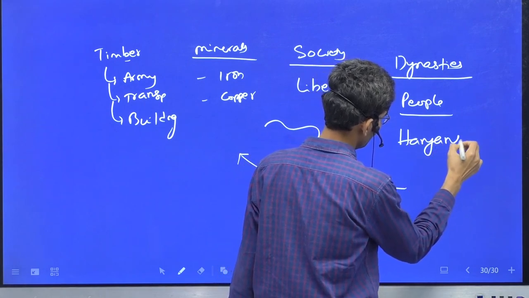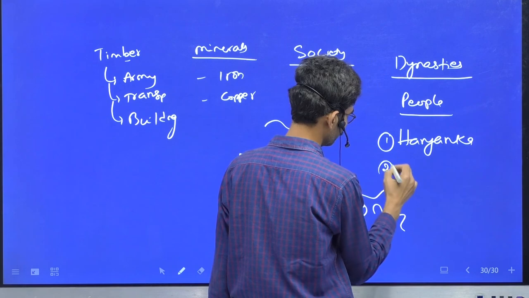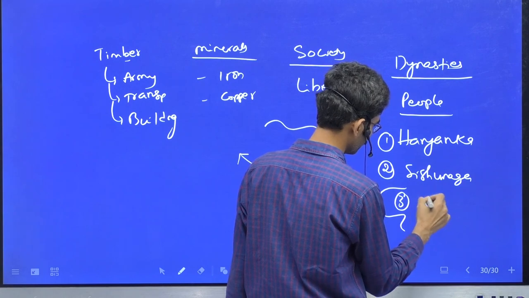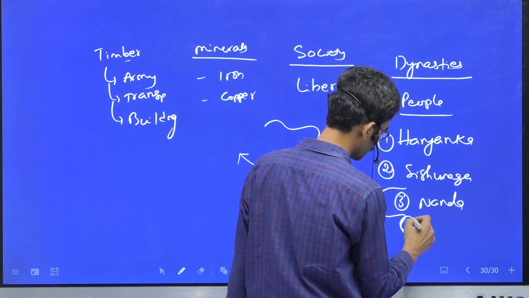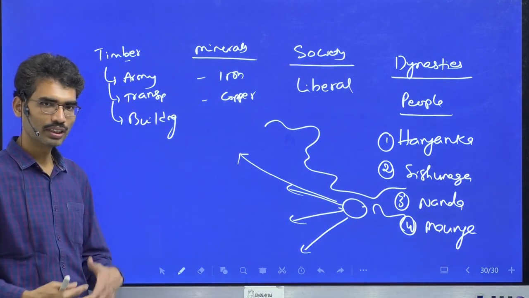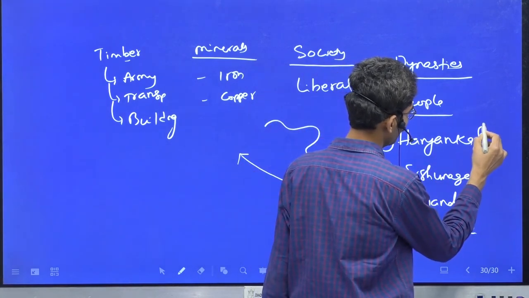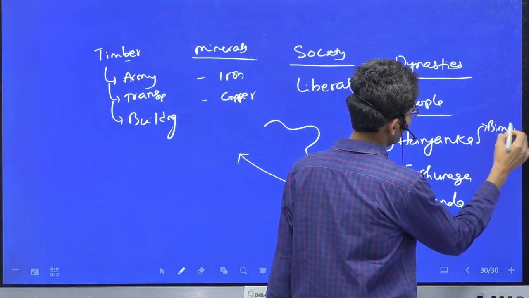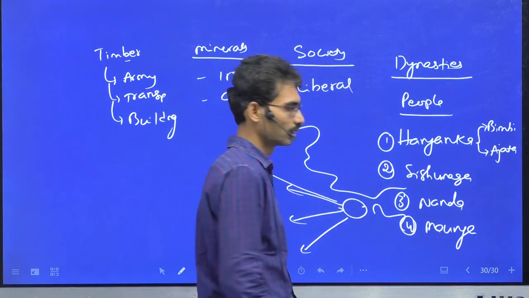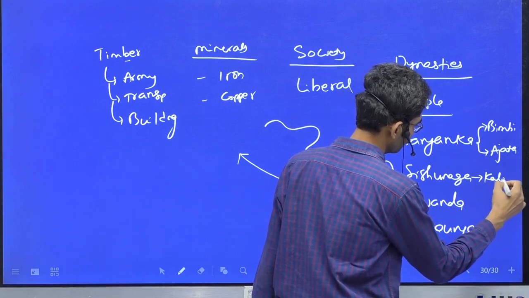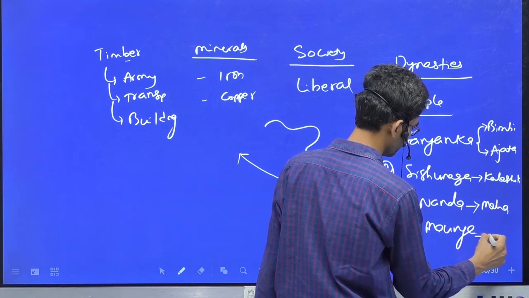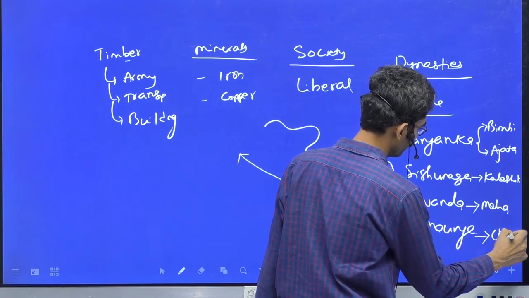Some dynasty names: Haryanka dynasty, Shishunaga dynasty, Nanda dynasty, Mauryan dynasty. Different people, when it comes to Haryanka, Bimbisara, Ajatashatru, Kalashoka, Nanda, Mahapadmananda, Mauryans, Chandragupta Maurya, Ashoka.